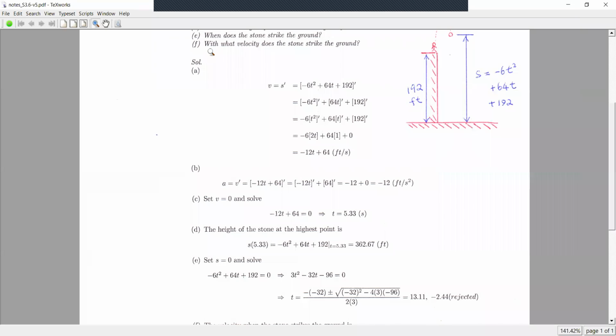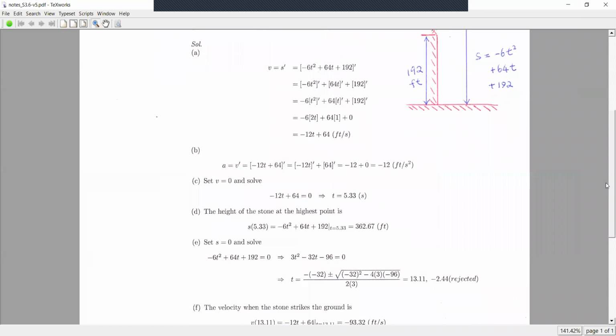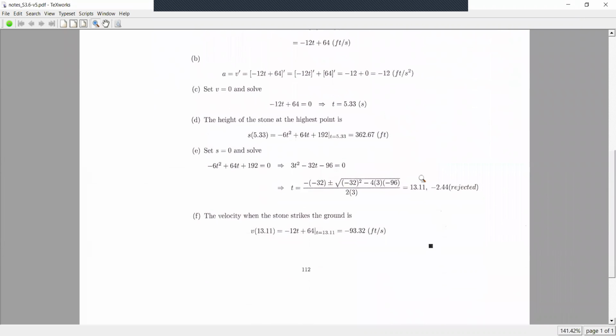Part F. With what velocity does the stone strike the ground? In part E, we know that the time when the stone hits the ground is 13.11. Plug this time into the velocity, then we get the velocity when the stone strikes the ground is this number. The negative sign means the stone was traveling in the downward direction. In this example, the upward direction is positive. Downward direction is negative.